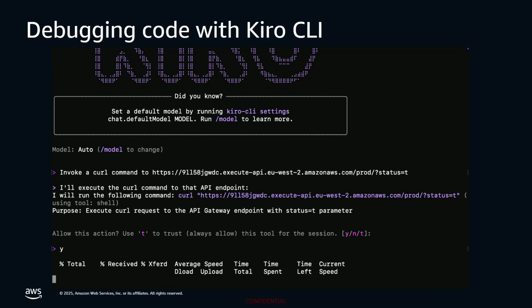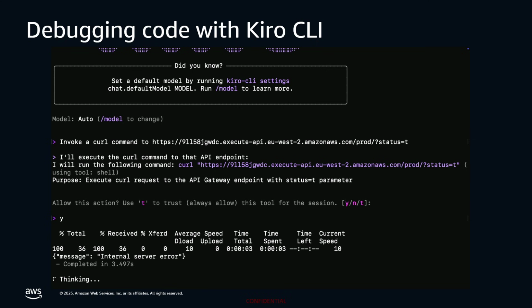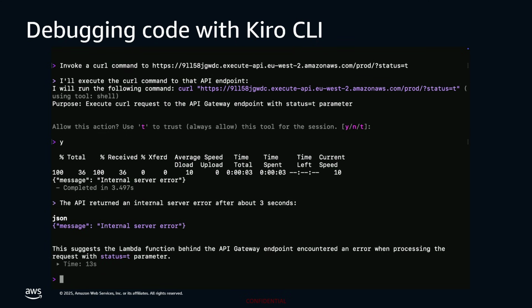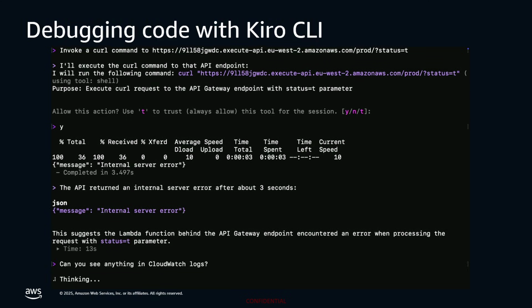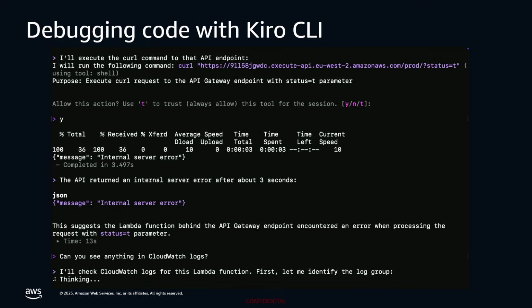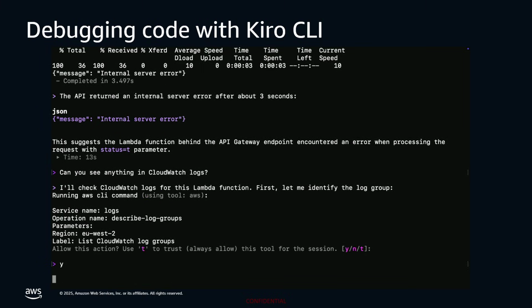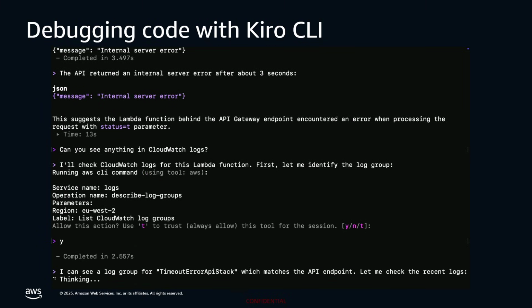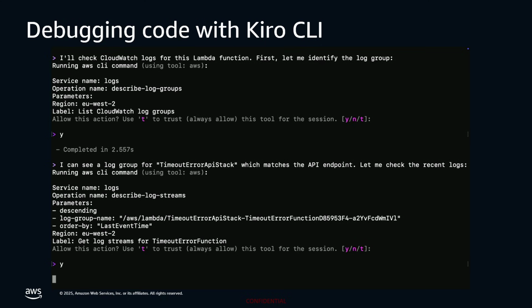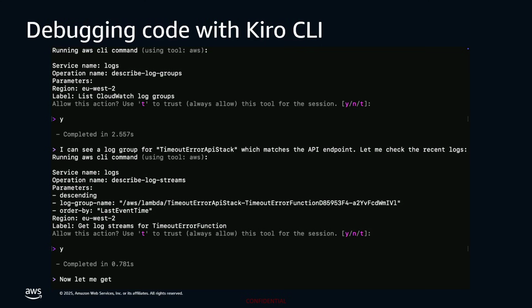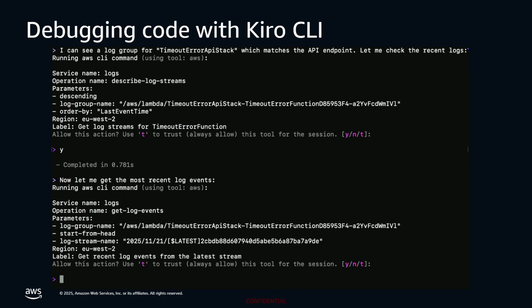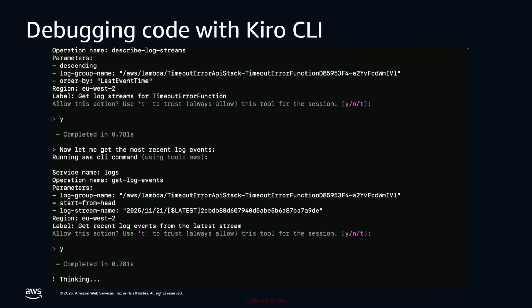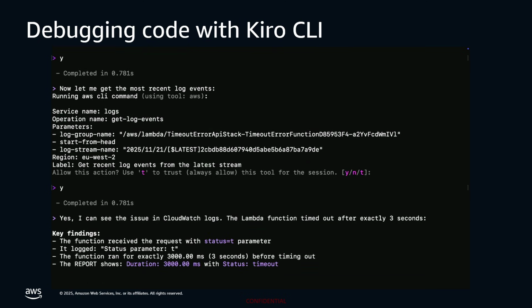It runs that command, and it gets back an internal server error because there's a timeout. But I can just now go straight in and say, well, can you see anything in CloudWatch logs? And it's in a role, so it goes and describes the log group, finds out which is the CloudWatch log group it should be in, and then goes and pulls back the series of CloudWatch log events from there. And it can now see that, I can see the issue, the Lambda function timed out.